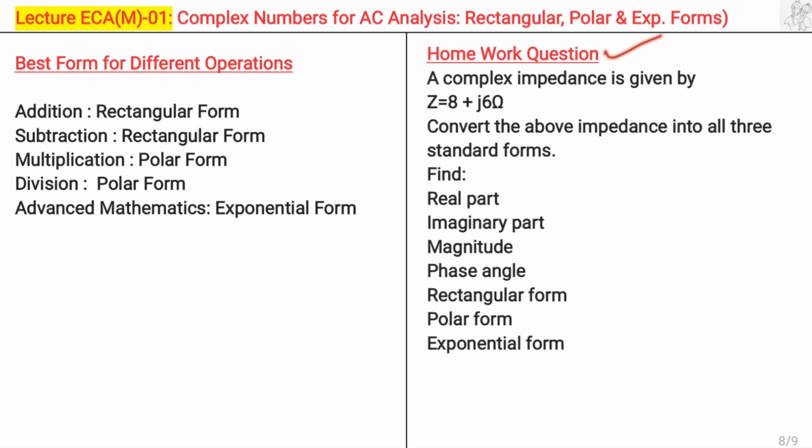So, homework question: complex impedance is given by 8 plus j. You have to find the real part, imaginary part, magnitude, phase angle, rectangular form, polar form, and exponential form. So, solve this question and post your answers in the comment box.